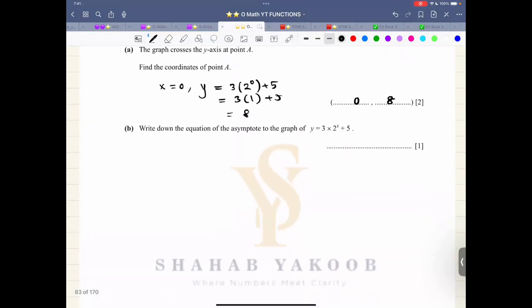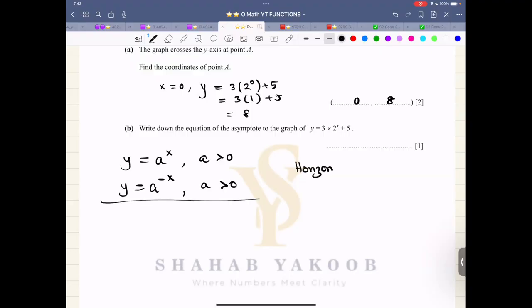Write down the equation of the asymptote of the graph. Now, when we have the graph of the form y is equal to a raised to the power of x, where a is a positive constant, or y is equal to a raised to the power of negative x also, where a is still a positive constant, the horizontal asymptote, the line which the curve approaches but never touches, that line is the x-axis, and the equation of the x-axis is what? y is equal to 0.